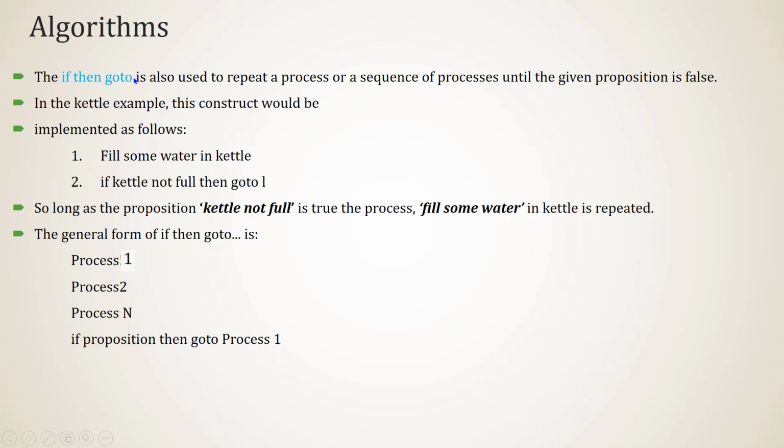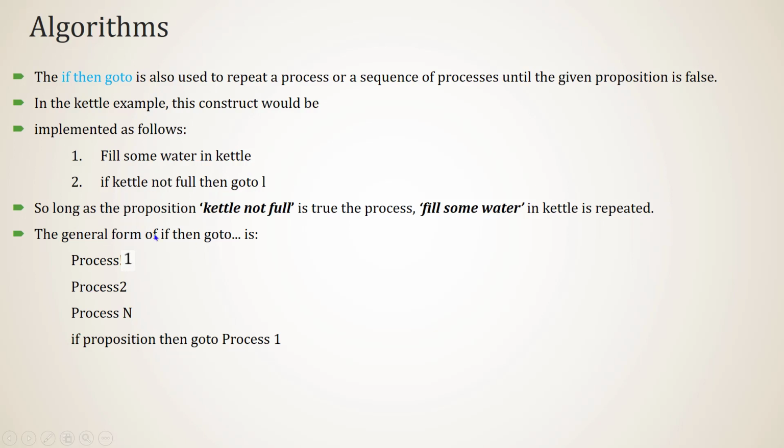The if then go to is also used to repeat a process or a sequence of processes until the given proposition is false. So instead of repeat and while, we can use the if then go to statement also. In the kettle example, this construct would be: step 1, fill some water in the kettle. Step 2, if kettle is not full, then go to step 1. So after implementing step 1, step 2 is implemented, and based on the condition, we will again sequentially execute 1 and 2. So long as the proposition kettle not full is true, the process fill some water in kettle is repeated.